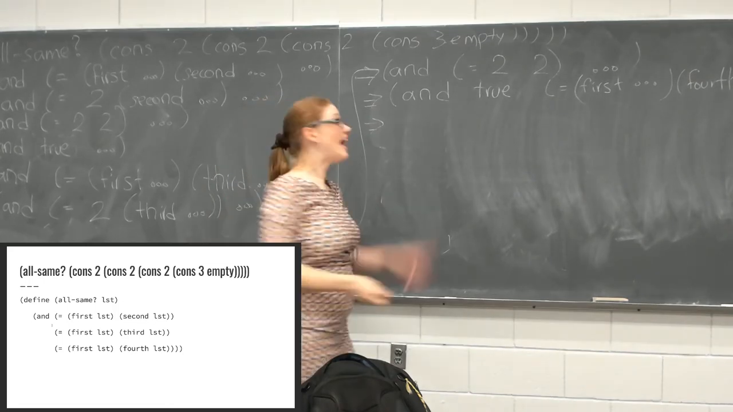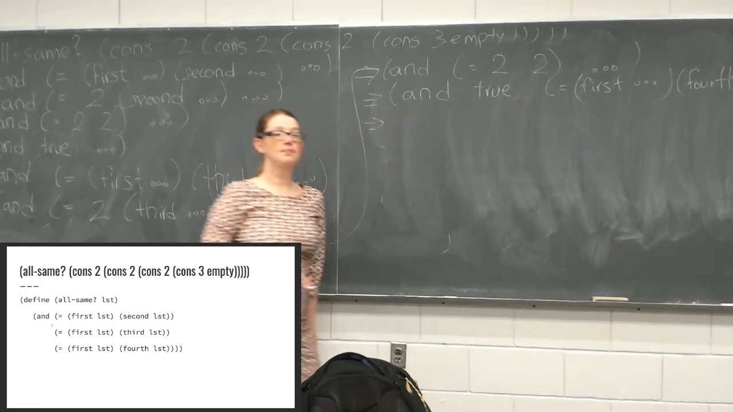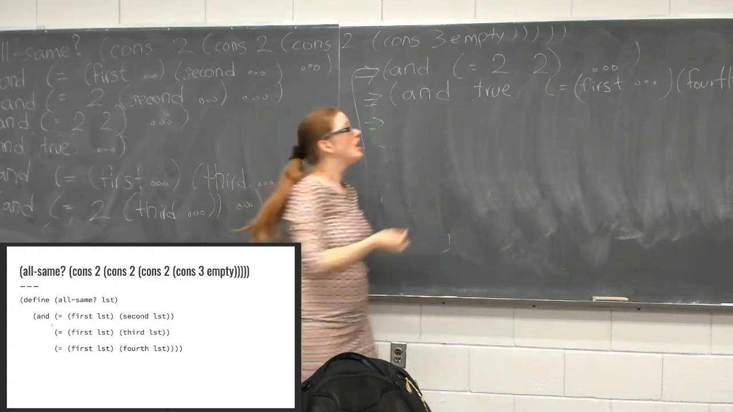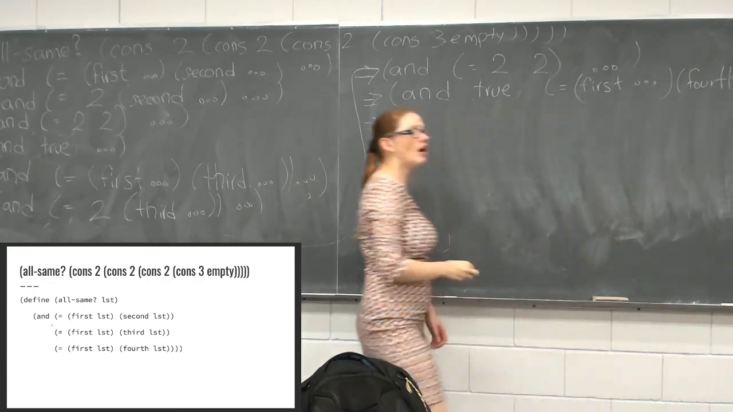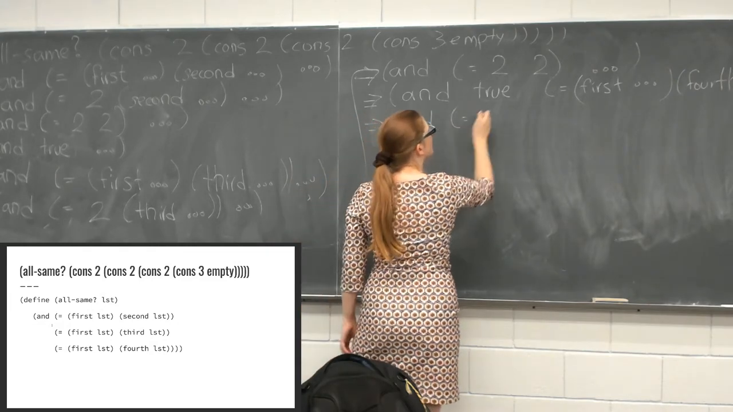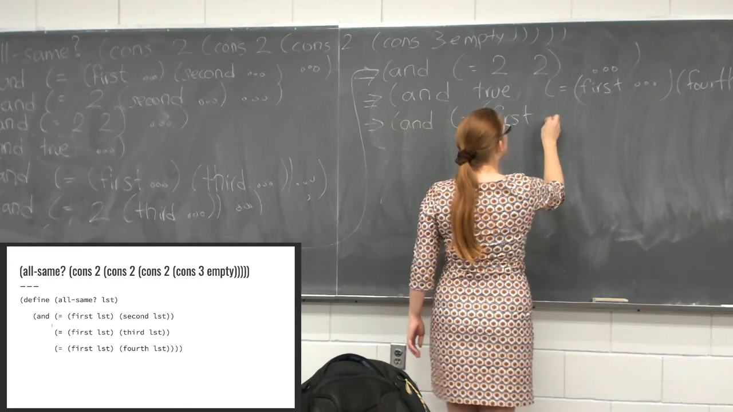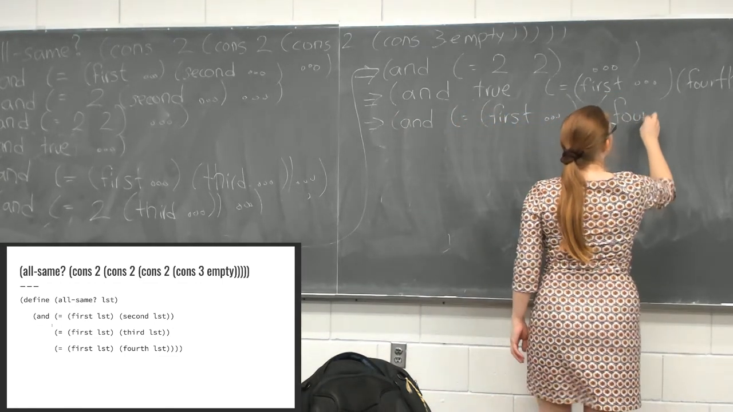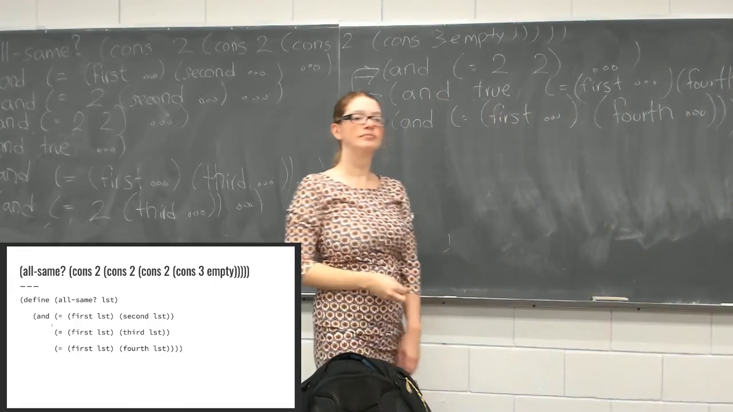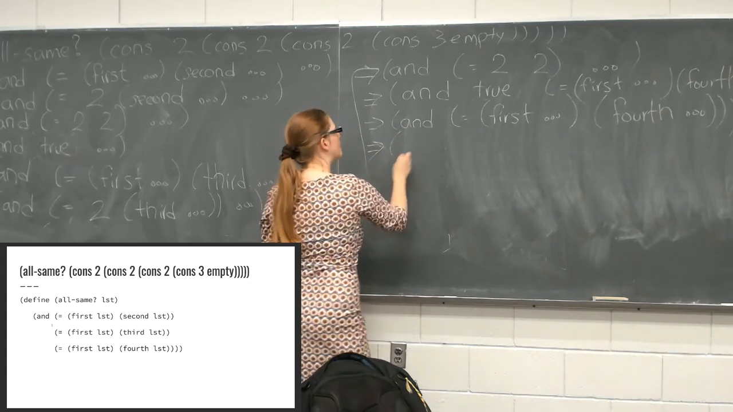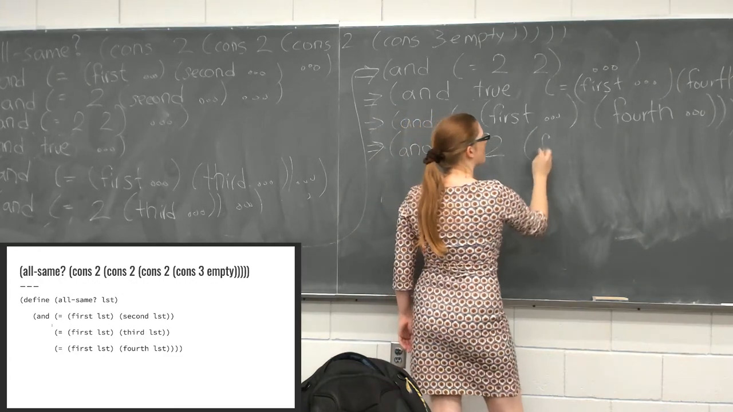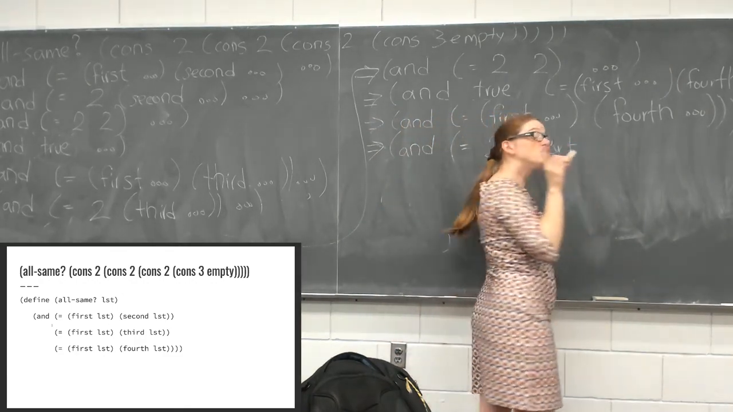All right. Now again, this is true here. And so the result that's produced by the and expression is going to be whatever is produced by the remaining arguments. So we can eliminate this true. So we're down to and, checking if the first of the list is equal to the fourth element of the list. There we go. Now we evaluate the first again. I will also try to spell things correctly.